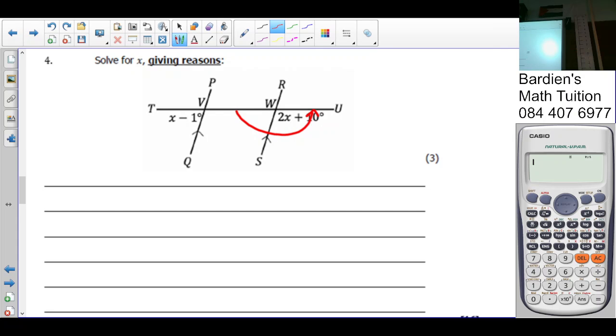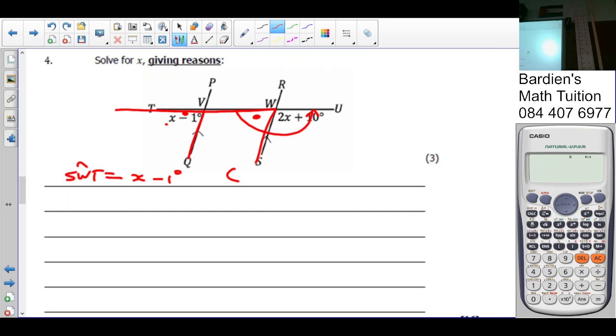However, I'm shorting that angle there. But we know that angle and that angle are the same. Why? Because it's corresponding. Can you see that? So now we first say that VWS or TWS or SWV or SWT is equal to x minus 1 degrees. That's x minus 1, which is the same as this.